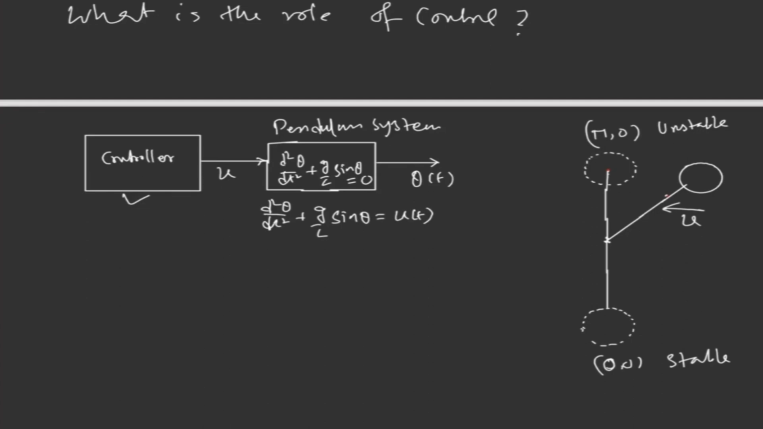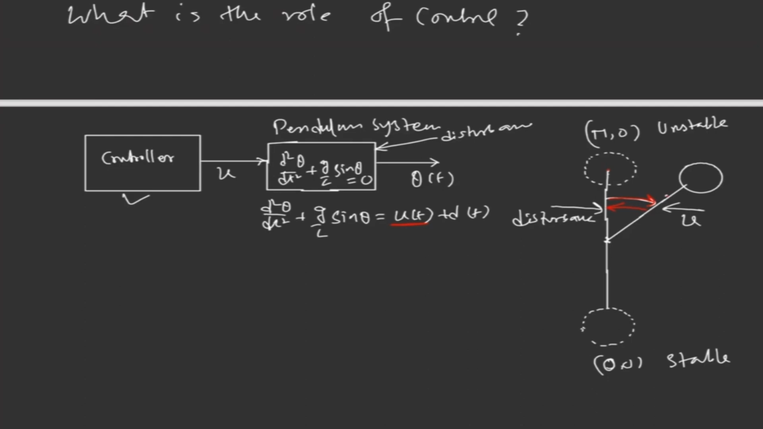And let's assume we have some perturbation or disturbance d of t to the system, due to which the pendulum shifted to some other position here. Let me use a different color here. But using this control, we can make the pendulum go back to the equilibrium point, and we can keep it there always in the future time. So that's why control is very important.